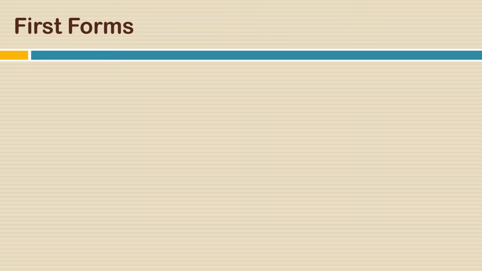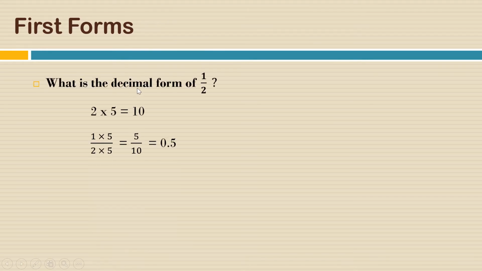Now we will move to the next type. How can you write the decimal form of 1 by 2? Here the denominator is 2. What do we have to do to make the denominator a power of 10? That is, you have to convert 2 to a power of 10. Let us see how we can do it.